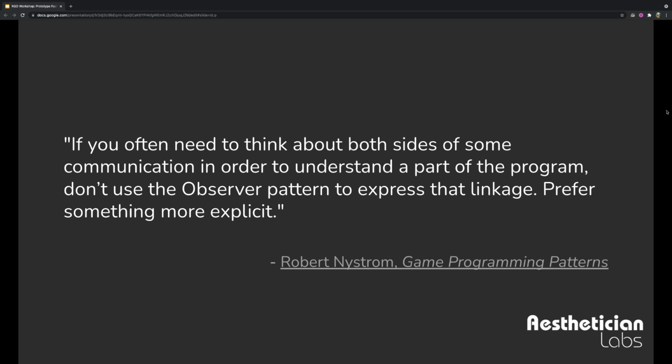Robert Nystrom actually provides a really good rule of thumb for this, which is if you often need to think about both sides of some communication in order to understand a part of the program, don't use the observer pattern to express that linkage. Prefer something more explicit. So when you have to think about both sides of the communication to make the system work, then the observer pattern probably doesn't apply. It's more of a one-way notification, receive notification.